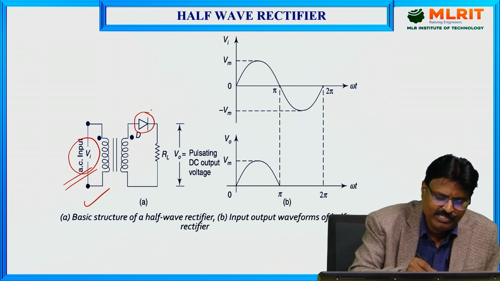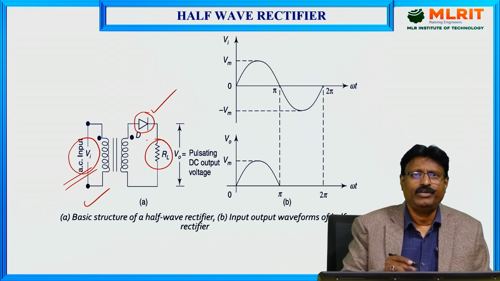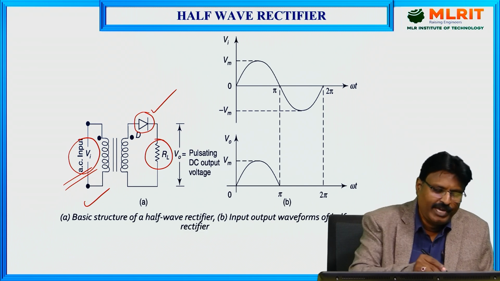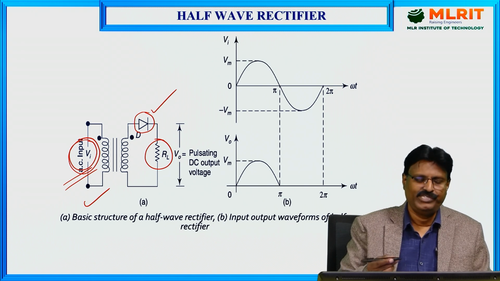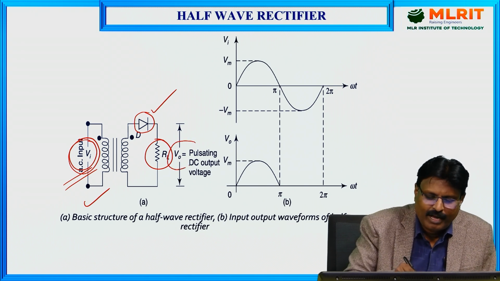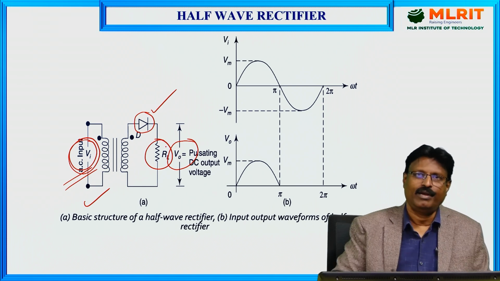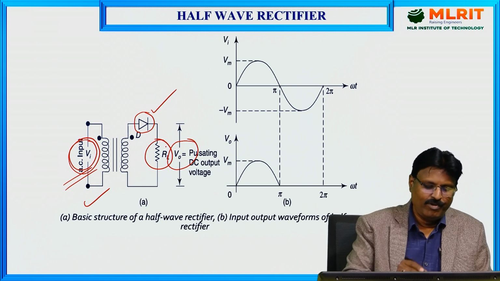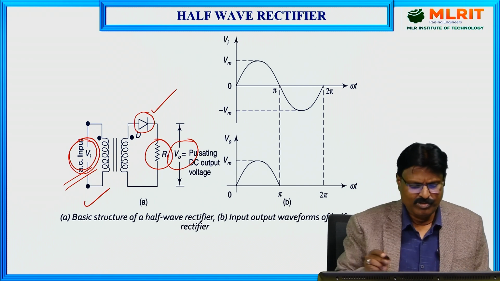This is a diode, and here, as you can see, this is a load resistance across which I need to measure the output voltage. So here I am providing the input voltage, which is an AC signal, and here I am taking out the output voltage across this load resistance RL. So this is the circuit diagram of a half-wave rectifier. Now let us go to the operation.